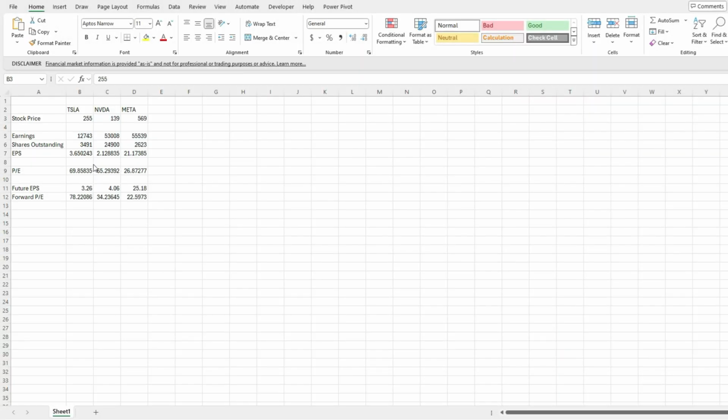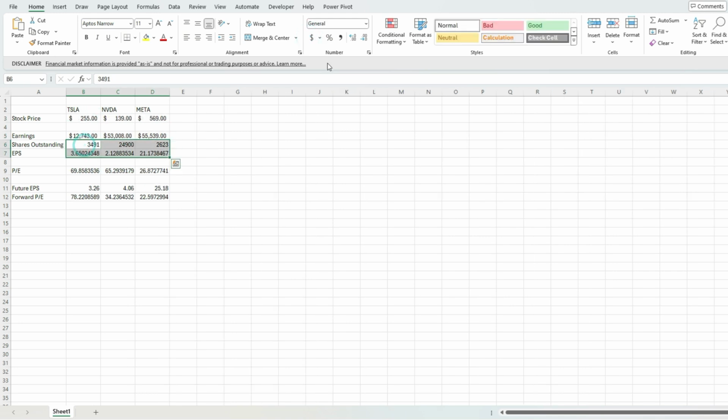So this is what our data looks like. We've got the stock prices here. We've got our earnings numbers. We've got our shares outstanding and our EPS numbers calculated. Those are really the two components you need, the earnings and the shares outstanding, to get to the EPS. Once you've got EPS, you can calculate the PE multiple fairly easily. Just need the stock price.